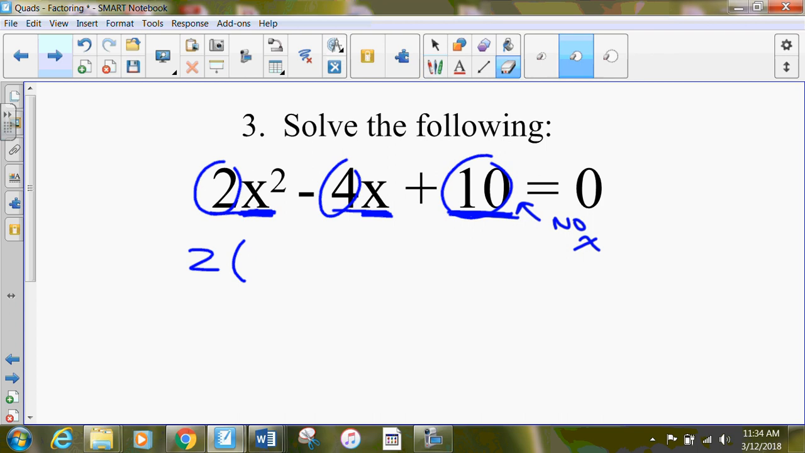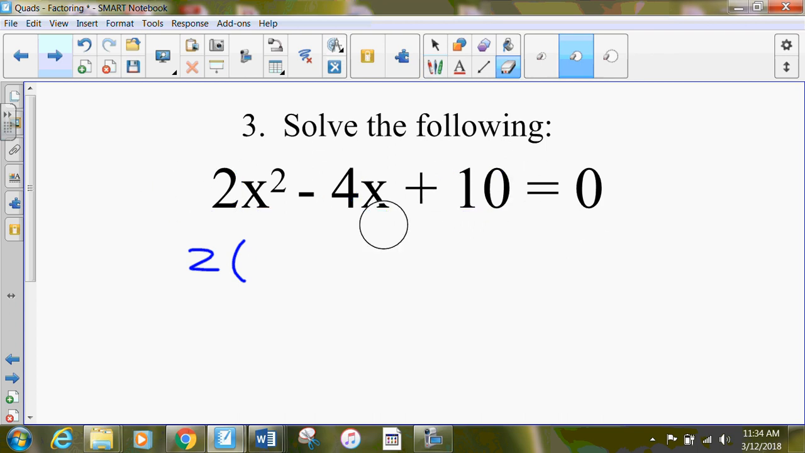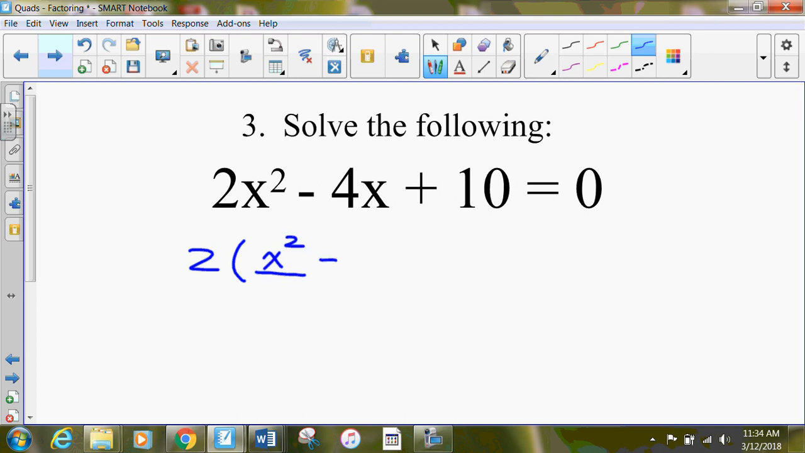Now I just feel like I've just left a mess up here. So let's see, if we factor out a 2, 2 times what gives me 2x squared? 2 times x squared. 2 times what gives me negative 4x? 2 times negative 2x. 2 times what gives me 10? 2 times 5.